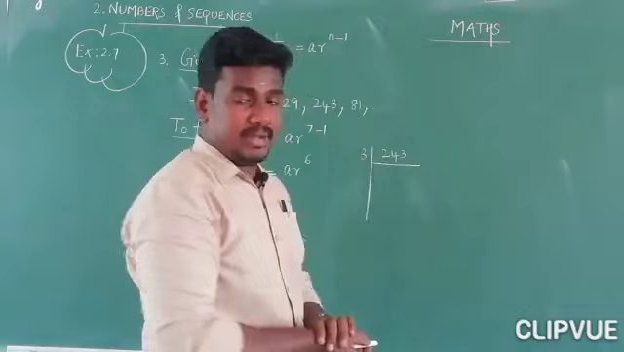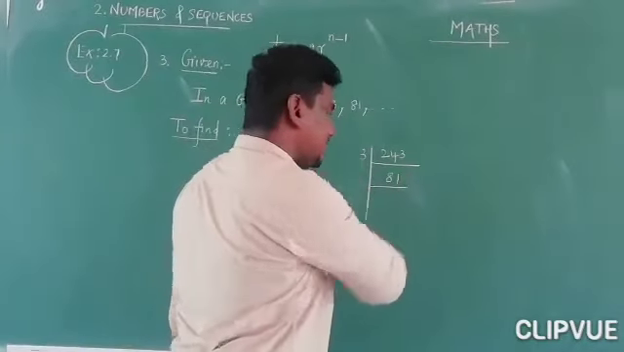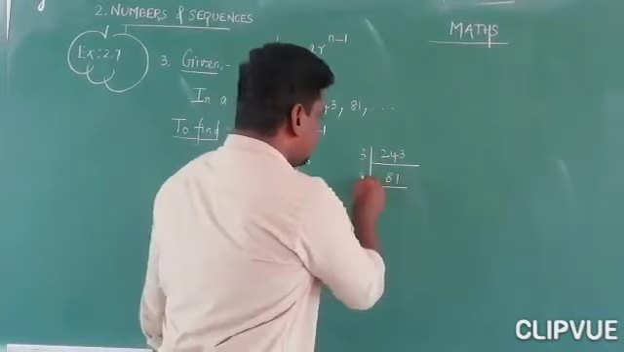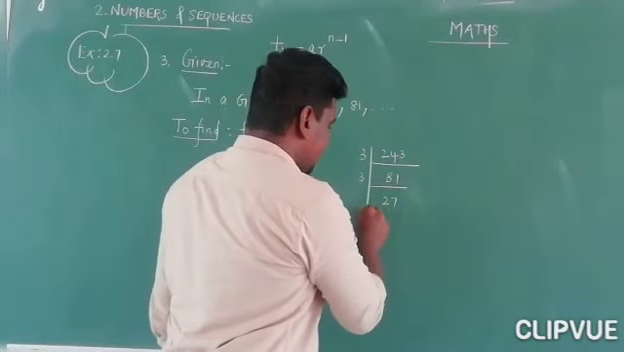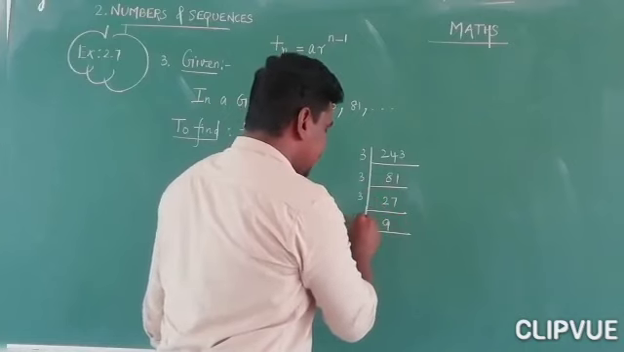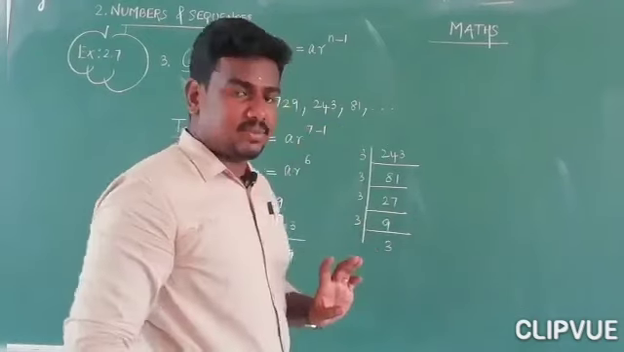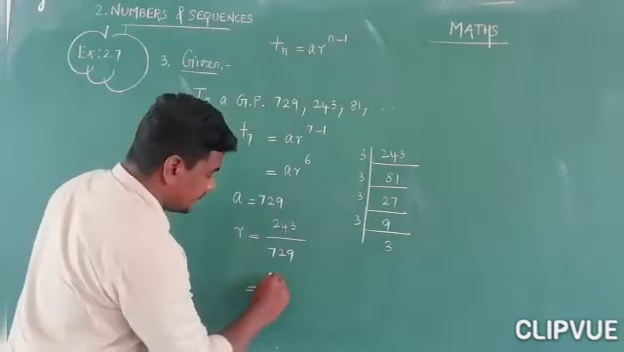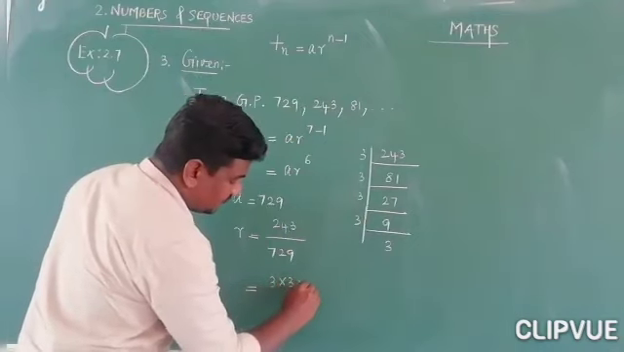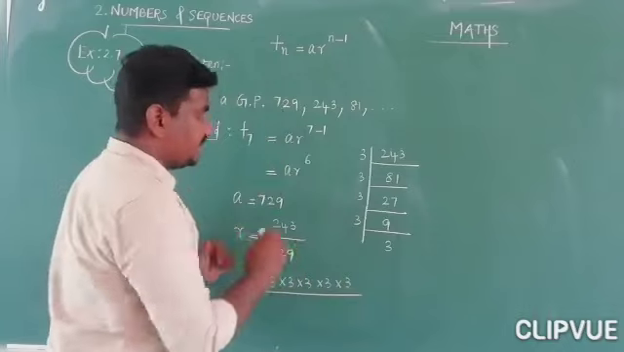So I am going to divide by 3 table. 8 times 24 and 1 remains. You know that it is also divisible by 3. 3 times 9 is 27. Again 3, 9, 3, 3. How many times? 1, 2, 3, 4, 5 times. So 243 can be written as 3 into 3 into 3 into 3 into 3, divided by 729.